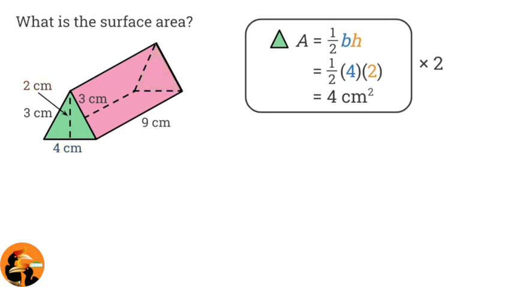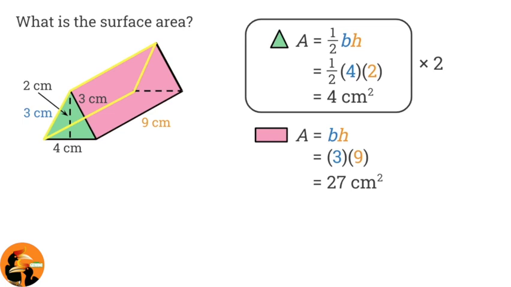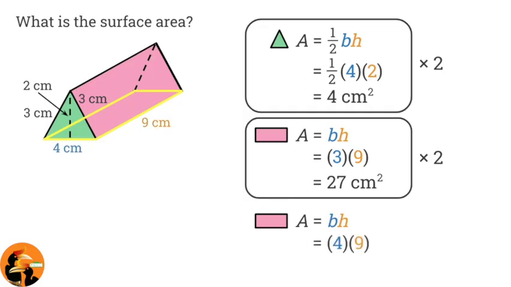Let's move on to the three rectangular faces. We can find the area of a rectangle by multiplying the length of its base by its height, b times h. We'll start with the rectangle that has a base length of 3 centimeters and a height of 9 centimeters. 3 times 9 is 27, so this rectangular base has an area of 27 square centimeters. And note that there's another rectangular face with the same dimensions. So we'll need to include this measurement twice when calculating the surface area as well. Finally, let's find the area of the last rectangular face, which has a base length of 4 centimeters and a height of 9 centimeters. That means this rectangular face has an area of 36 square centimeters.